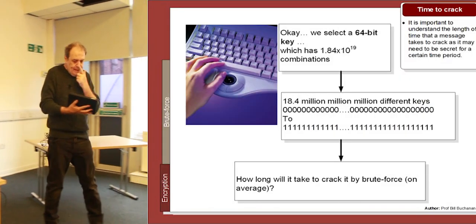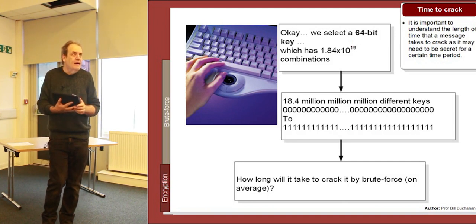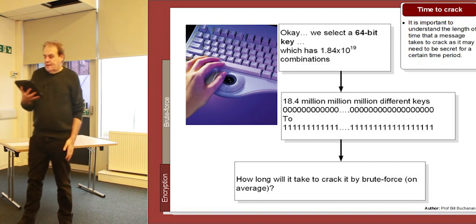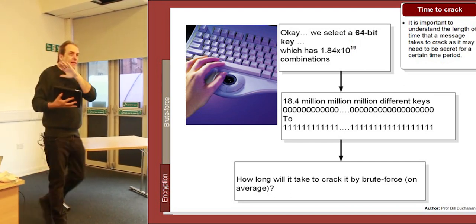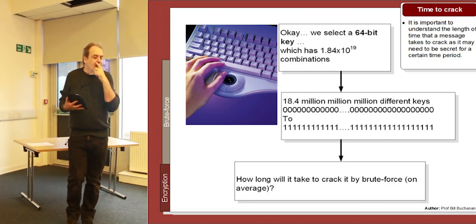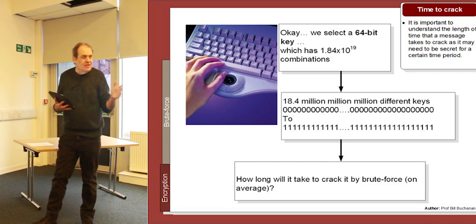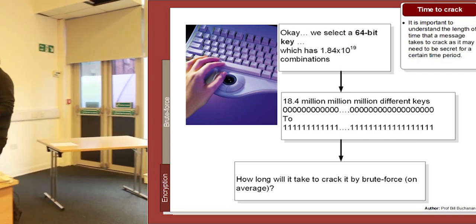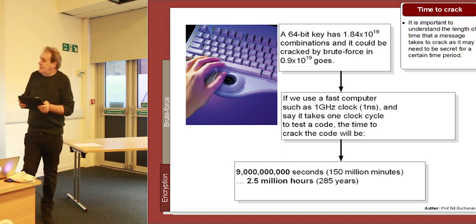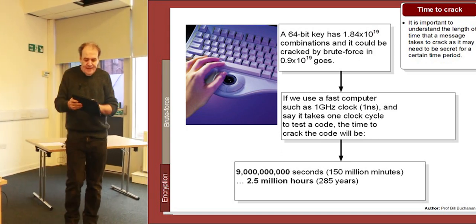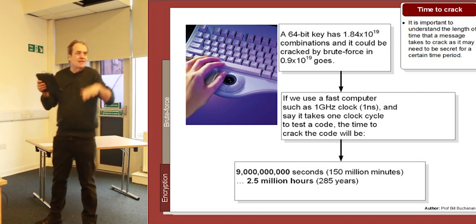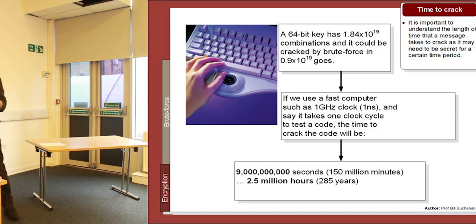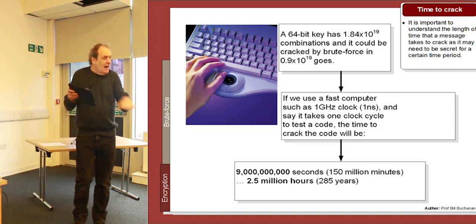If we take an example here, there's a 64-bit key that we've got. That's 18.4 quintillion different keys. It's going to take you a long time to crack that, even if you're cracking at tera hashes. If we do the calculation and take a 1 gig clock, cracking 1 billion a second, then it takes about 2.5 million hours to go through the full key space. That's 285 years. On average, it'll be half of that.